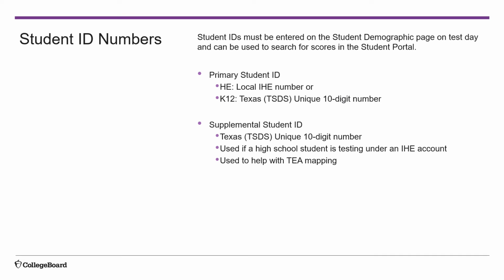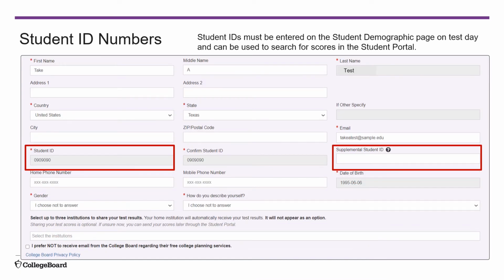The purpose of this slide is to make note of the 2 fields for student IDs, primary and supplemental. It is critical that institutions follow the recommended guidelines provided by the College Board and TEA to ensure correct matching can occur. Student IDs must be entered on the student demographic page on test day and used to search for scores in the student portal.